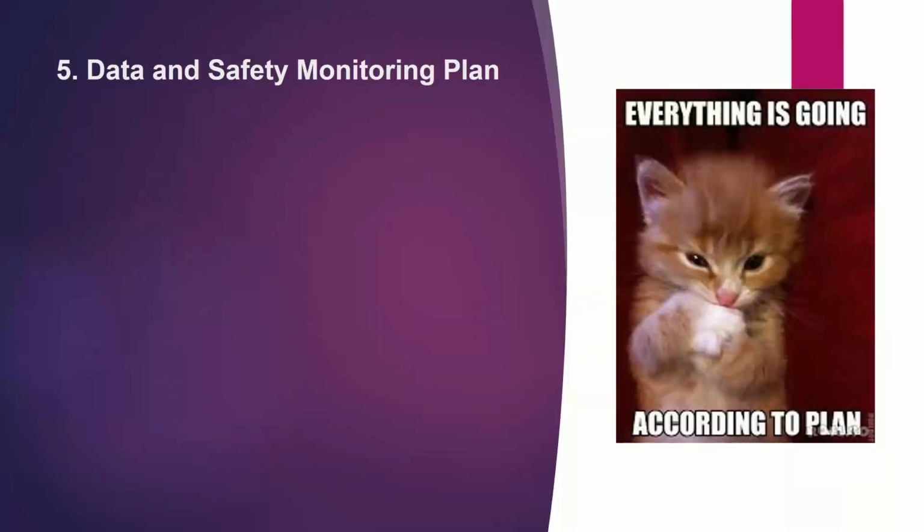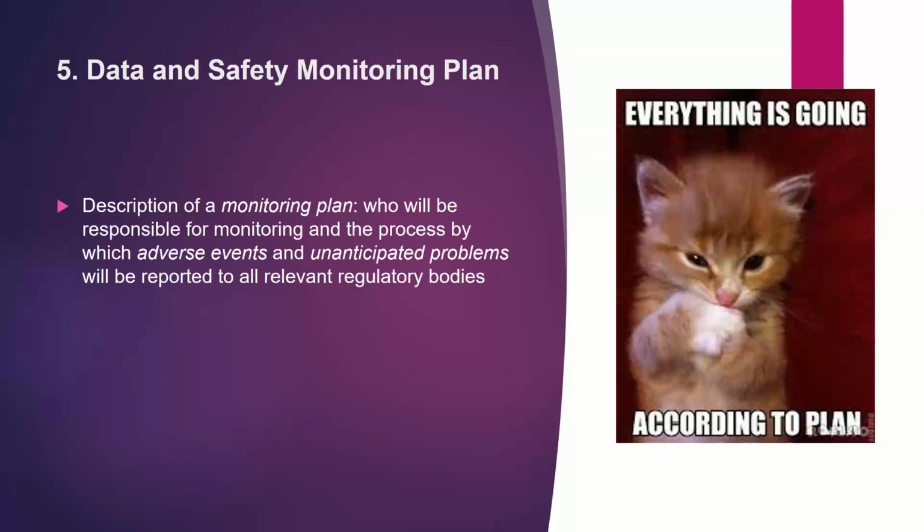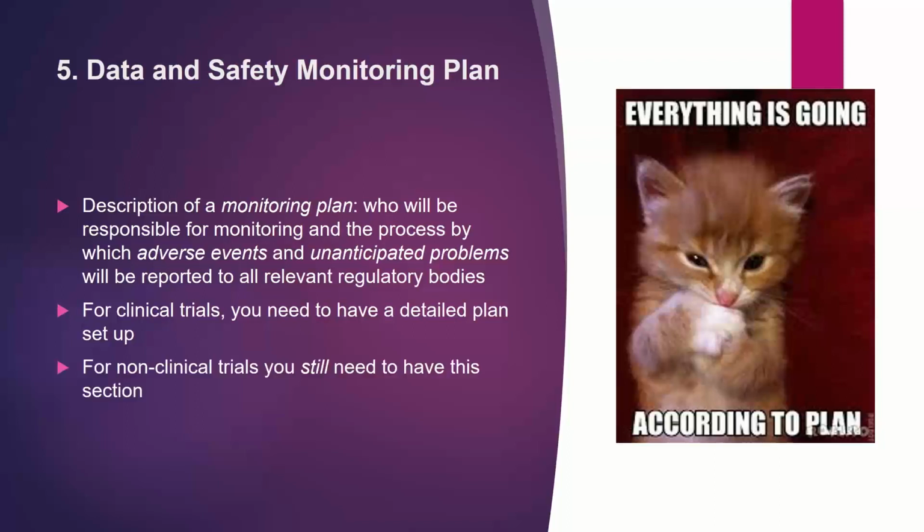The fifth section is a data and safety monitoring plan. So you want to describe a monitoring plan. Who will be responsible for monitoring and the process by which adverse events and unanticipated problems will be reported to all relevant regulatory bodies. For clinical trials, you need to have a very detailed plan set up. For non-clinical trials, you still need to have this section, but it may not be as detailed.